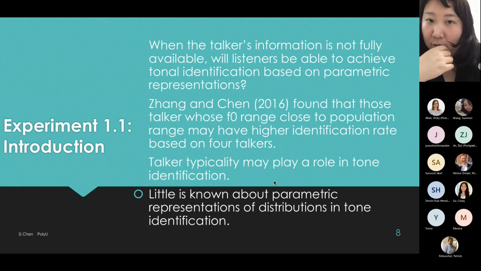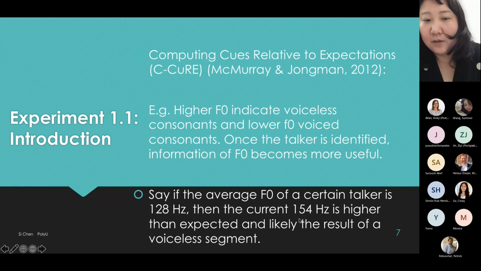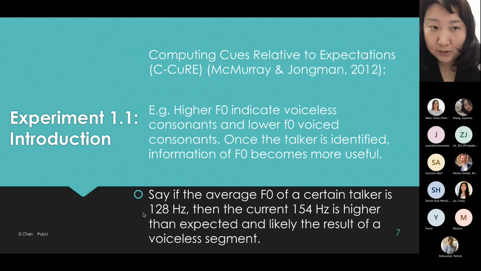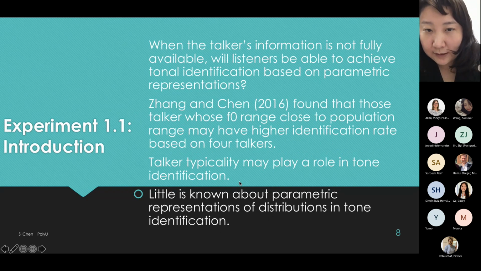However, we're interested in what happens if the talker's information is not fully available. Say in the model here, computing cues relative to expectations, we do need to know, say, the average F0 of a certain talker. So we do need to know some information about this talker in order to make an informative judgment. But what happens if the talker's information is not fully available?